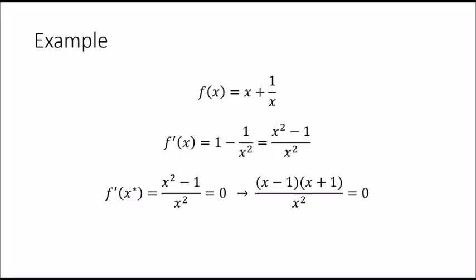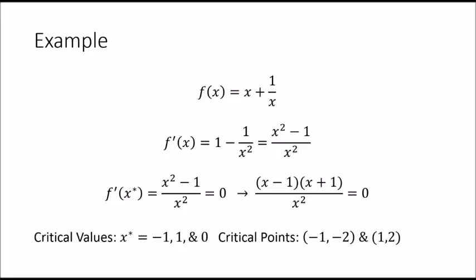We also need to find the critical values where the derivative does not exist. Here we're dividing by x squared, so any point where the denominator is equal to 0 is going to be a point where the derivative is undefined. That would just be where x is equal to 0. So I have critical values at negative 1, 0, and 1.